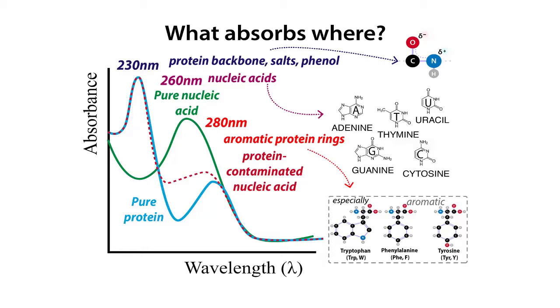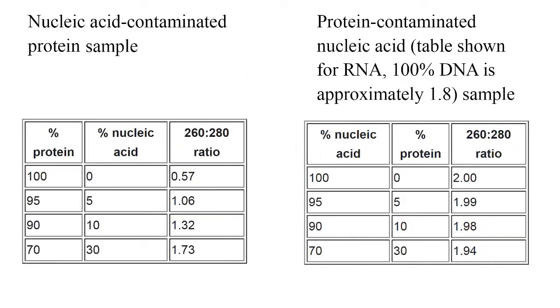The reverse, however, is not true, as large amount of protein contamination is necessary to significantly affect the 260 nanometer to 280 nanometer absorbance ratio in a nucleic acid solution. Question: why? Please pay attention to the tables. As you see, protein does not change the 260 nanometer to 280 nanometer absorbance ratio of a nucleic acid sample significantly, but nucleic acids change this ratio of a protein sample significantly.